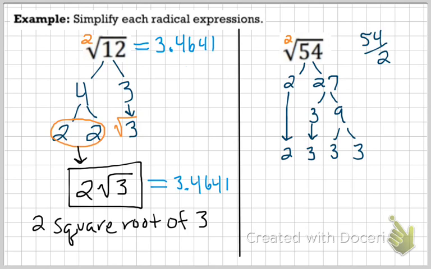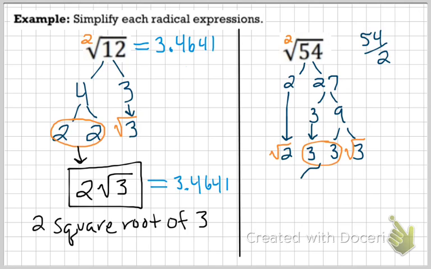Next thing is circle the pairs. So here we have this pair. Or if you want to circle those 2 in the middle, it really doesn't matter. So in the end, we have a pair of 3s. 2 did not get paired, so it goes inside the radical. This 3 did not get paired, so it goes inside the radical.